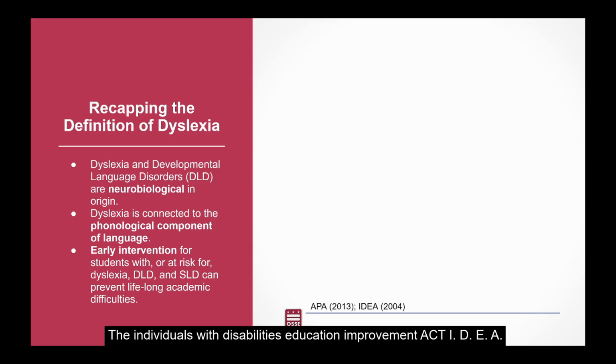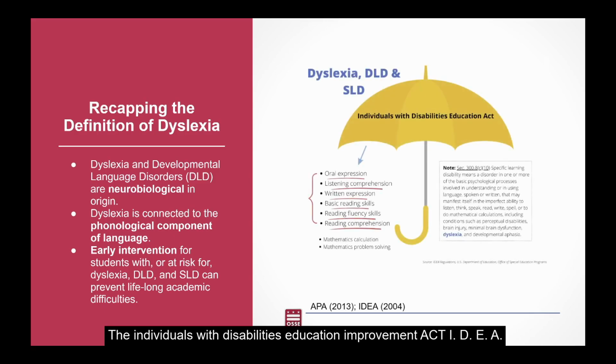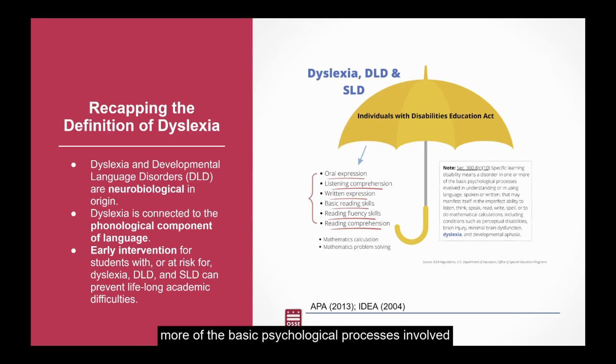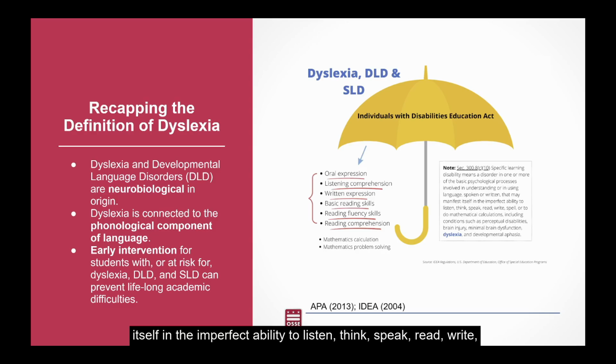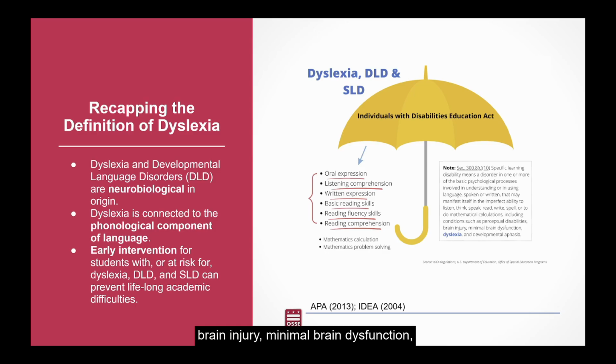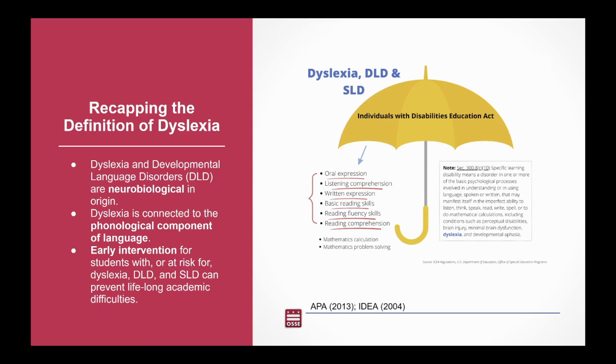The Individuals with Disabilities Education Improvement Act, IDEA, includes dyslexia within the definition of SLD, which is a disorder in one or more of the basic psychological processes involved in understanding or in using language, spoken or written, that may manifest itself in the imperfect ability to listen, think, speak, read, write, spell, or to do mathematical calculations, including conditions such as perceptual disabilities, brain injury, minimal brain dysfunction, dyslexia, and developmental aphasia.